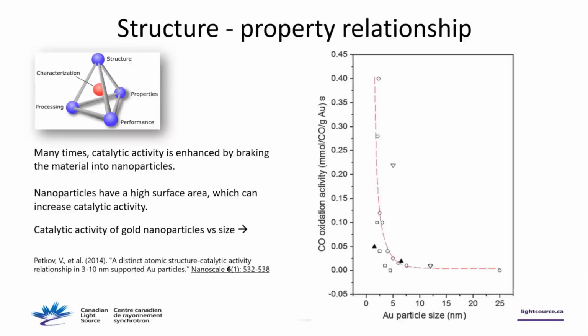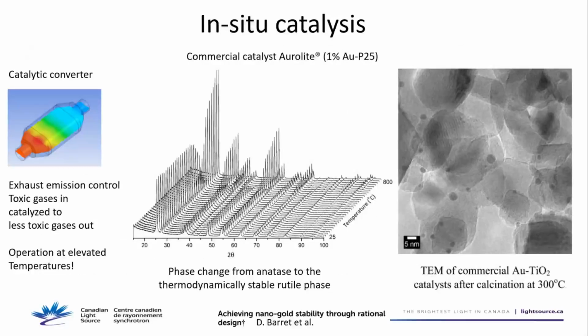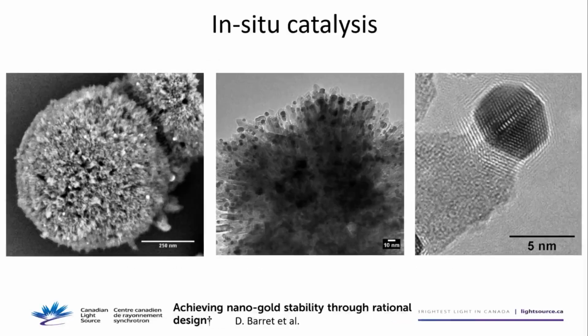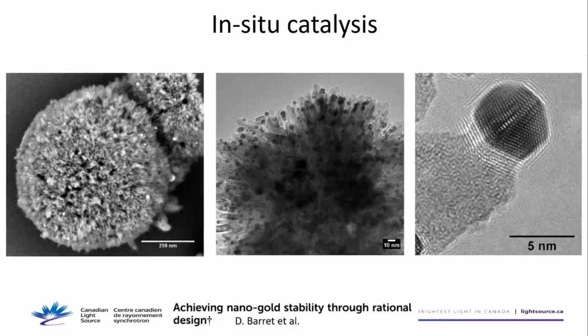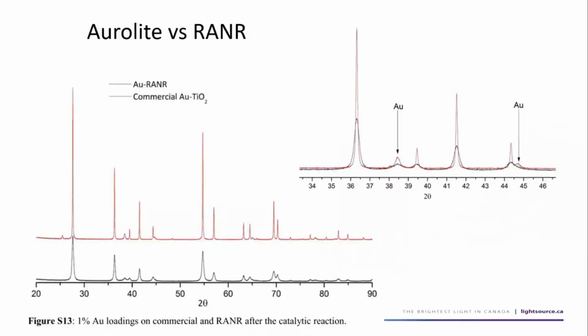So it's very important to control the gold nanoparticle size. And this group came up with a very good catalyst by avoiding the migration of the gold nanoparticles. If you heat it too much, they're going to migrate and coalesce and grow, and there goes the catalytic activity.